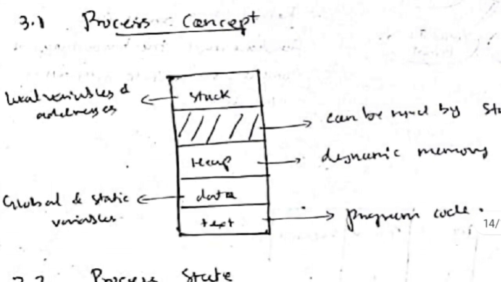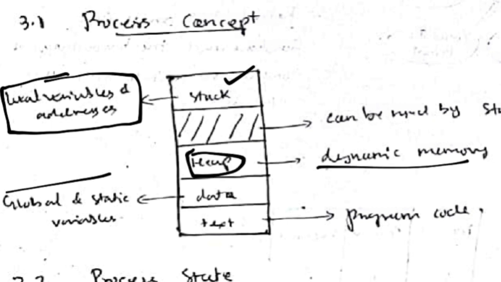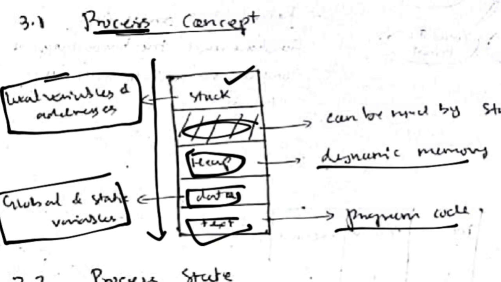We'll have the stack at the top, which will store the local variables and the return address, and the heap will have the dynamic memory allocation, and the global and the static variables are stored in a different part in the data, and in the text part you will have the program, okay. And the process will be using all of this data one by one when it's needed, okay. So the middle part you can see here can be used by the stack or the heap, okay.